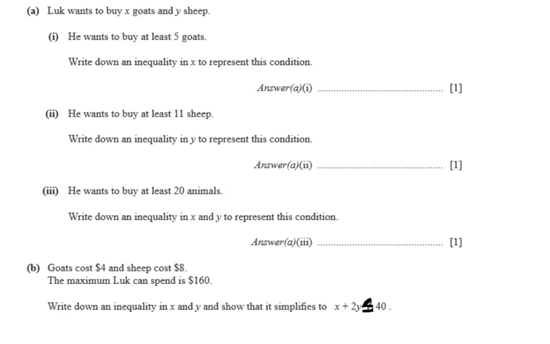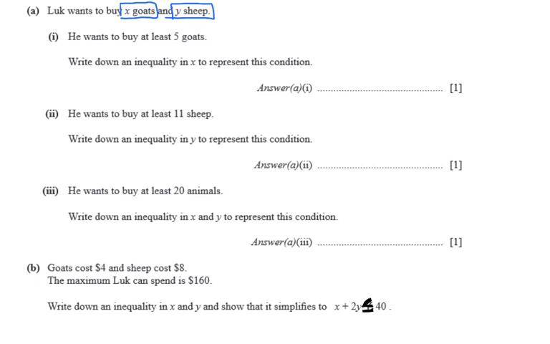Okay, let's start. What does it say? It says, Luke wants to buy X goats and Y sheep. Let me put a box around X goats. So the goats are X and the sheep are Y. Okay, and then it continues.